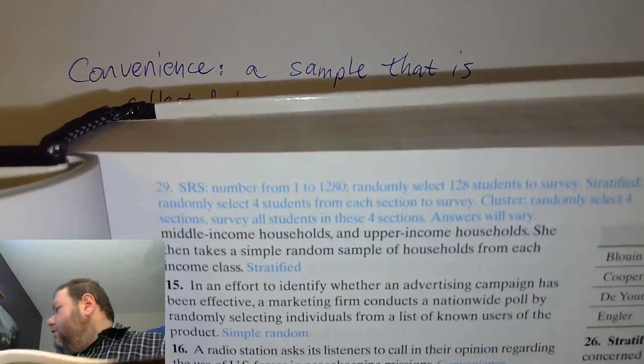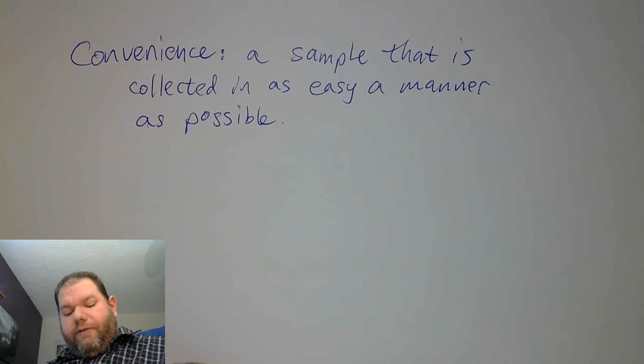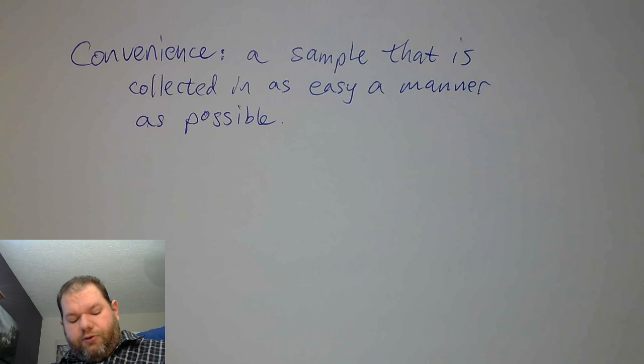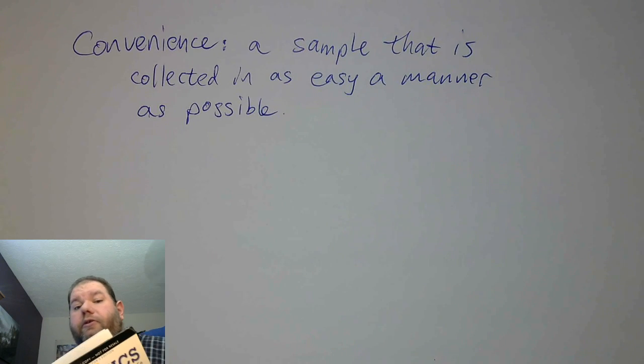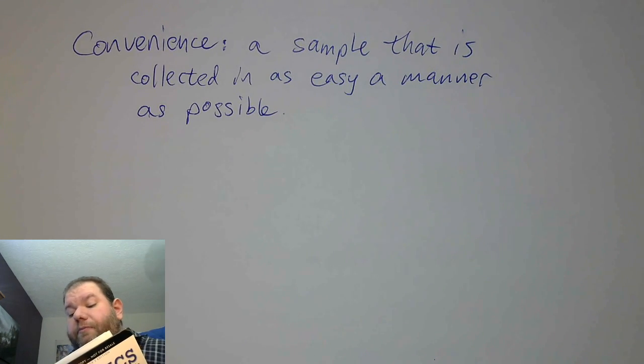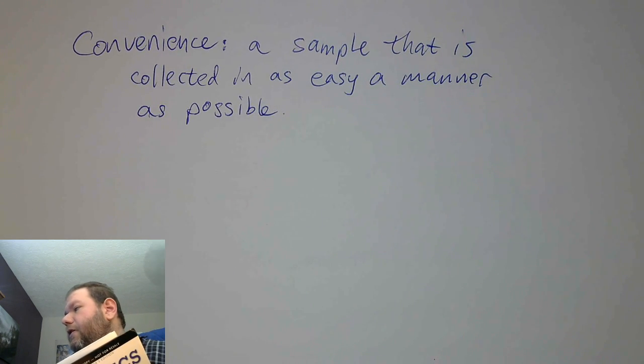So number 14. Whoops. Showing the answer on the screen again. A member of Congress wishes to determine her constituency's opinion regarding estate taxes. She divides her constituency into 3 income classes, low, medium, and high. She then takes a simple random sample of households from each of those income classes. So which sampling method would that represent? Stratified?